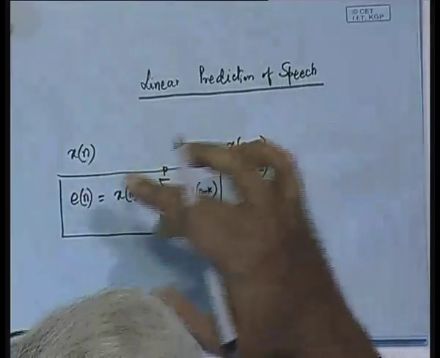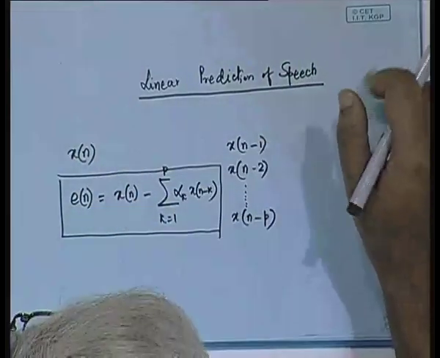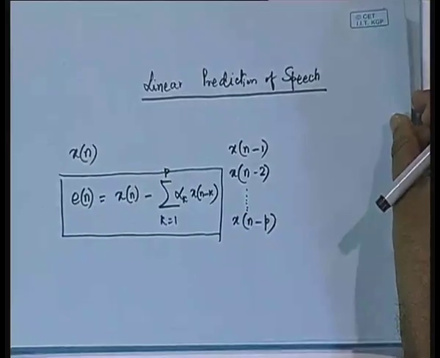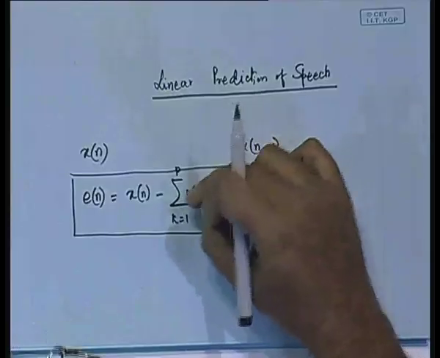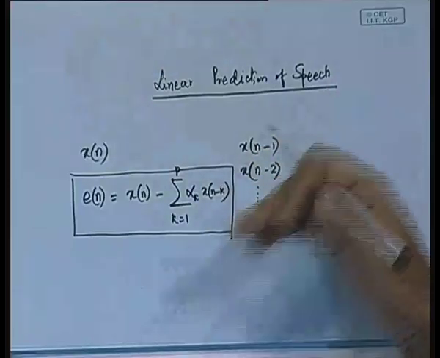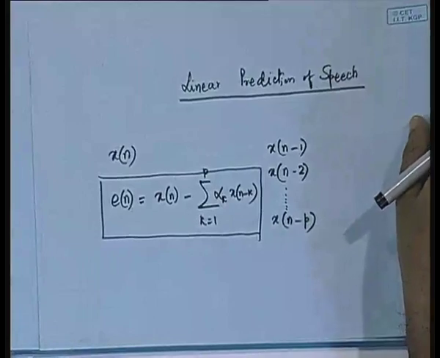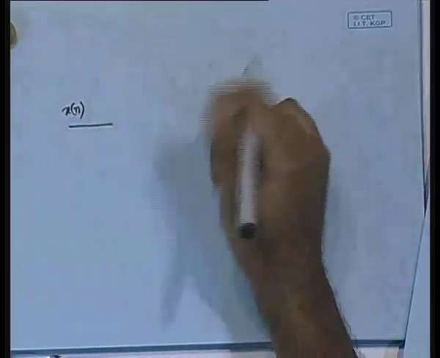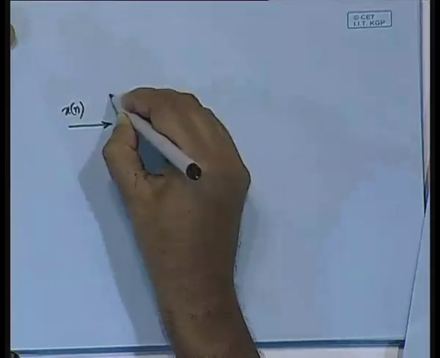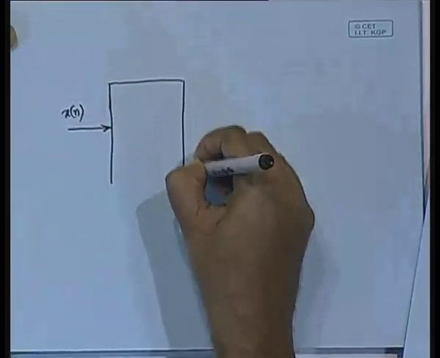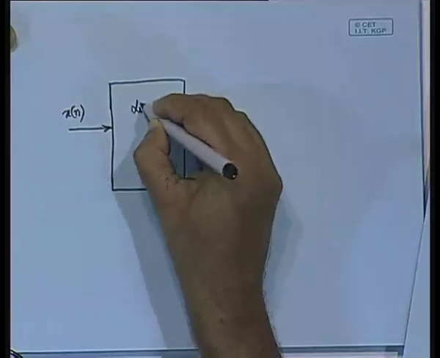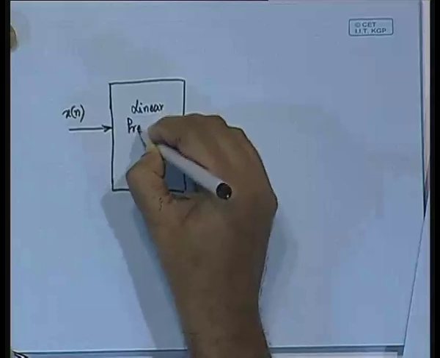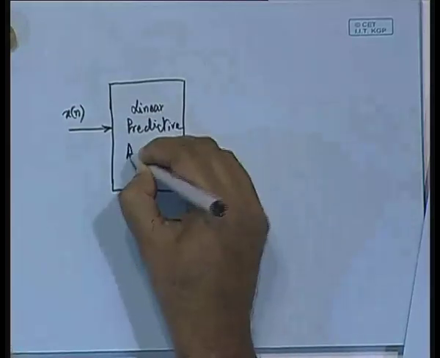First of all, if this is going to be our model, that is to say the error E n computed from x of n and x of n minus k, then considering the adaptive coefficients alpha k's, because if we want to adapt the alpha k's, a block diagram model that would come to our mind is something like this, that we will be having x of n, that is to say the samples as the input, and then it will be the input to a block which we are going to call as the linear predictive analysis.